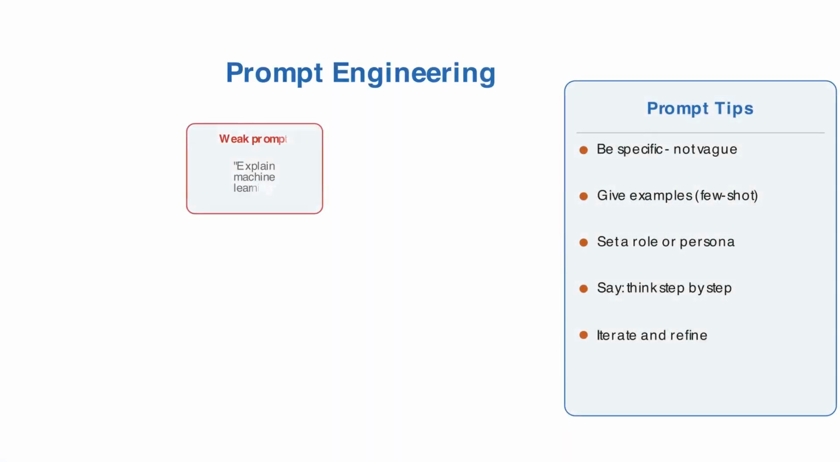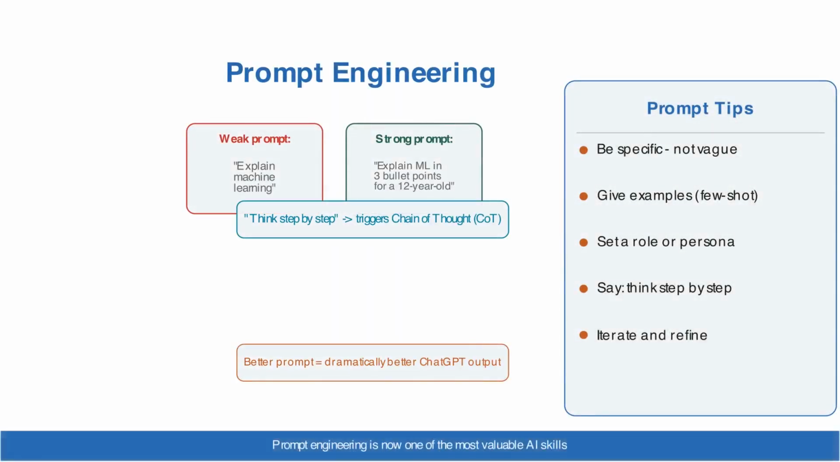How you phrase a prompt dramatically affects the output. Vague prompts give vague answers. Specific prompts with context and format get precise results. Adding "think step-by-step" triggers chain of thought reasoning. Prompt engineering is now one of the most valuable skills in the AI era.